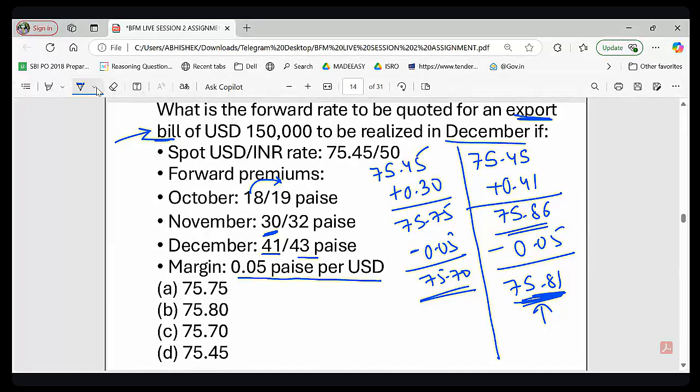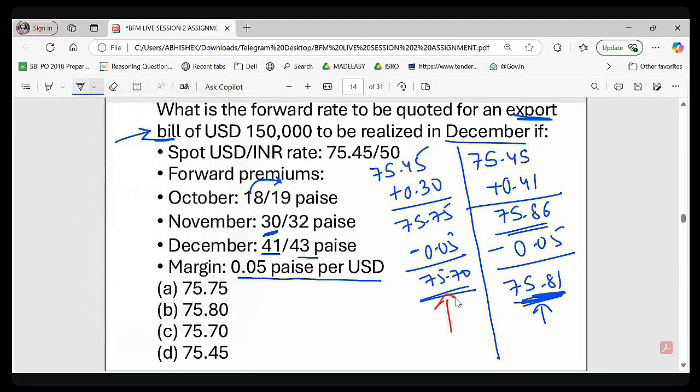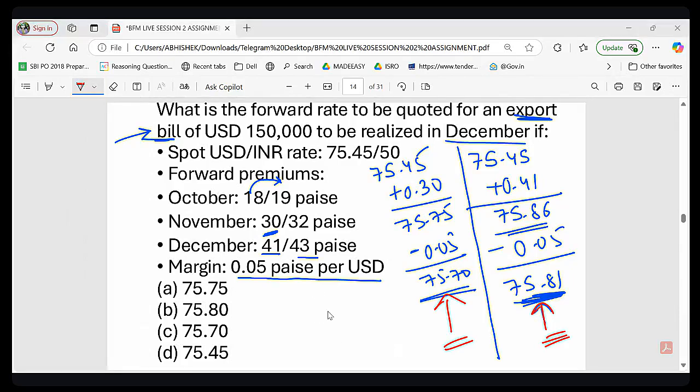Now you look at these two rates, please tell which rate should bank opt, कौन सा रेट बैंक ऑप्ट करेगी, 75.70 या 75.81? प्लीज टेल, बैंक के लिए कौन सा रेट बेनिफिशियल है? 75.70 बेनिफिशियल है या 75.81 बेनिफिशियल है? प्लीज टेल। ऑब्वियसली बैंक बाय कर रही है ना, तो बैंक को कौन सा रेट बेनिफिशियल होगा, 75.70 और 75.81?